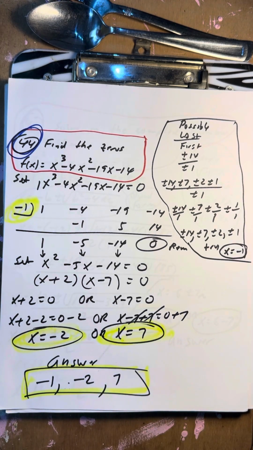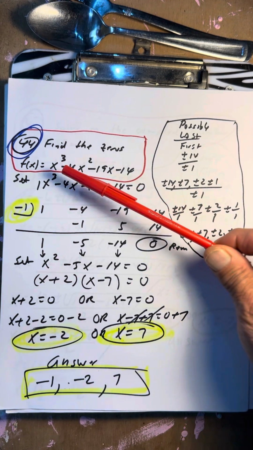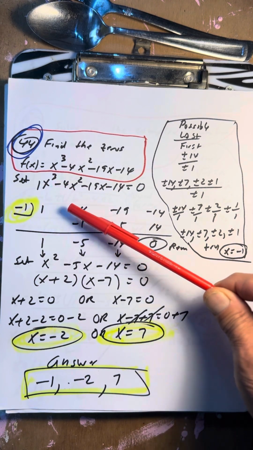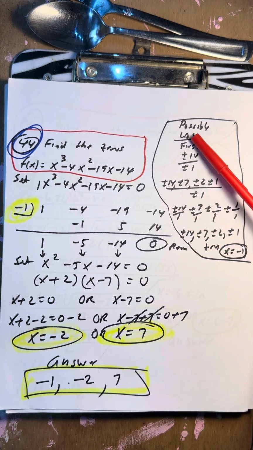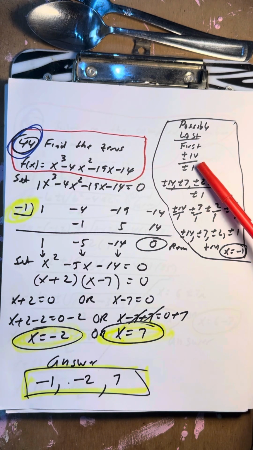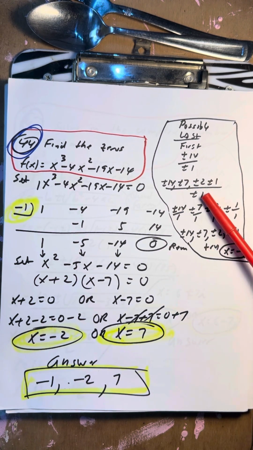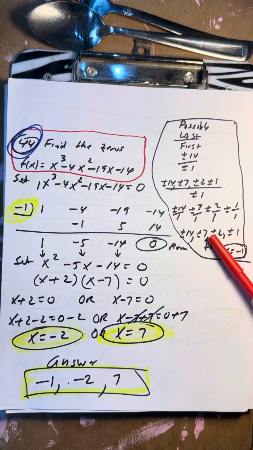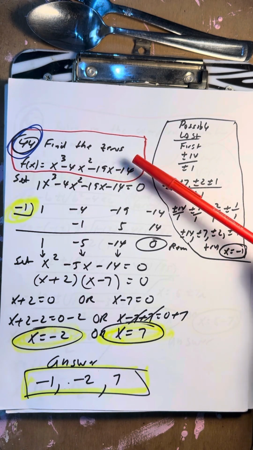Find the zeros. So we have this problem here. I'm going to do synthetic division, and I'll show you what that is. The coefficients are 1, -4, -19, -14. Now, last number, first number: 14 and 1. So plus or minus 14, plus or minus 7, plus or minus 2, plus or minus 1, all the factors of this, over plus or minus 1. Break it up into fractions. You get plus or minus 14, plus or minus 7, plus or minus 2, plus or minus 1. All these are possible roots.